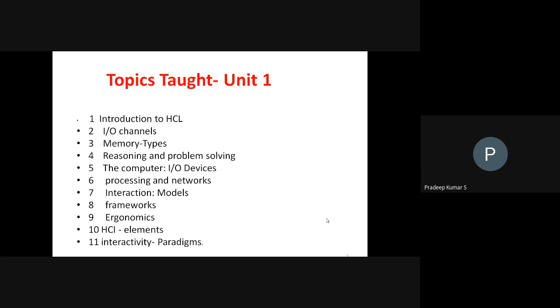Then the ergonomics, especially 5 types. We discussed the arrangement of control and display, the physical environment, health issues, uses of color, ergonomics and HCI environment. Later on, the HCI elements. Last class I deeply discussed the interactive paradigm along with the 16 examples. So these are all the familiar topics of the first unit.